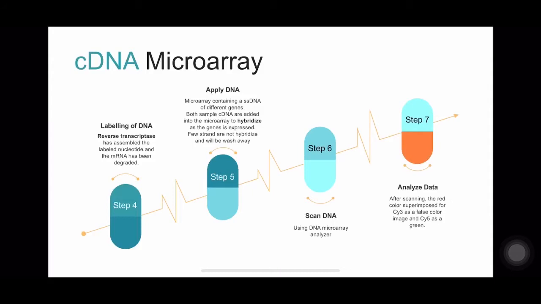The reverse transcriptase will assemble the labeled nucleotides and then the mRNA will be degraded. For the applied DNA microarray containing single-stranded DNA of different genes, both samples of cDNA are added into the microarray to hybridize as the gene is expressed. Few strands are not hybridized and will be washed away. We scan the DNA using the DNA microarray analyzer, and then the data will be analyzed, where the red color represents CY3 and the green color represents CY5.